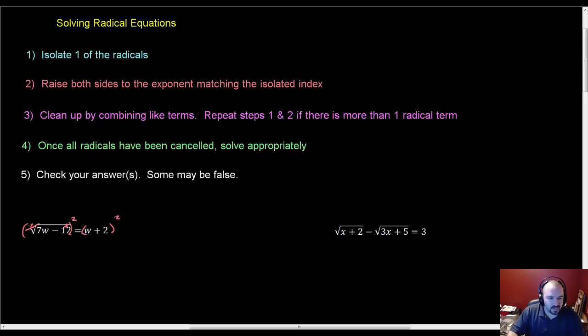So if we square the root, they cancel each other, and now we're left with 7w minus 12 is equal to, and now we have this thing squared, which is actually w squared plus 4w plus 4.